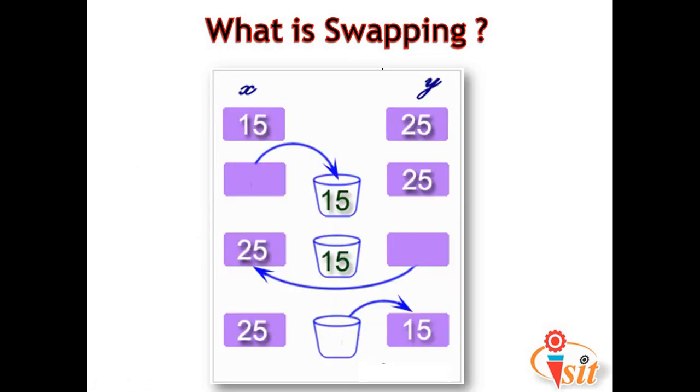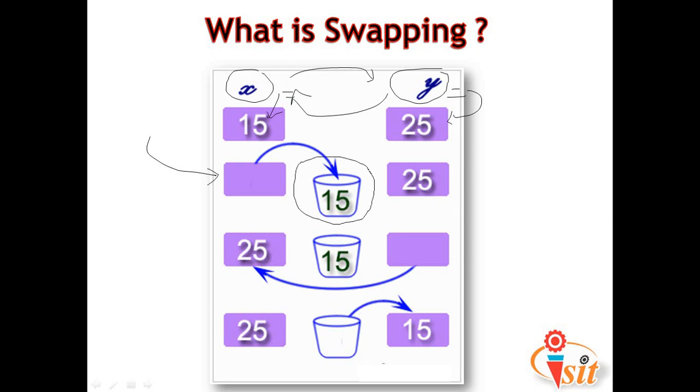Now the question is how to implement swapping. Consider this is the x element and this is the y element, with x is equal to 15 and y is equal to 25. Now we need to swap the elements from x to y as well as from y to x. While implementing this, we take one temporary variable in C programming language. First, the value of x we send to this temp variable.